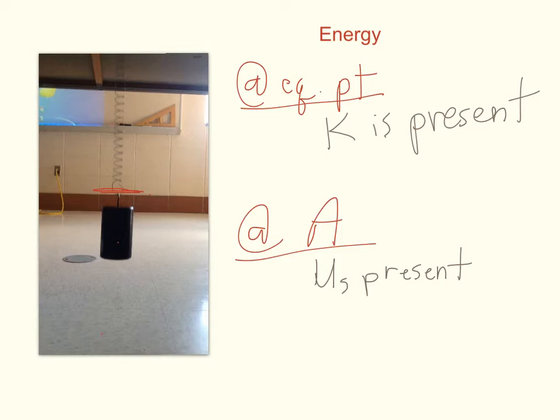So we can take something away from that. Remember that kinetic energy is dependent upon the speed of the object. So if at the middle, at the equilibrium point, my kinetic energy is present and at a maximum, that means that my maximum speed is also at the equilibrium point. In other words, the oscillator will be traveling fastest when it is passing through the equilibrium point.